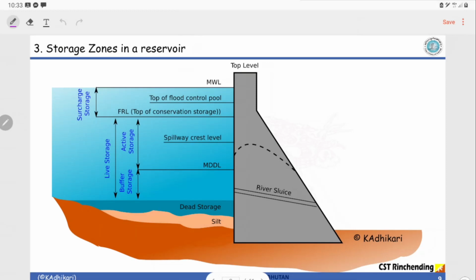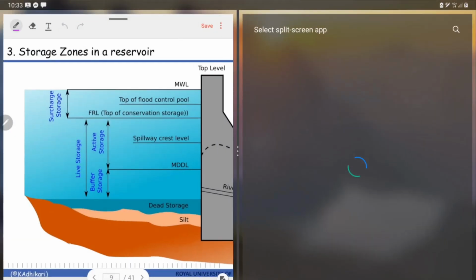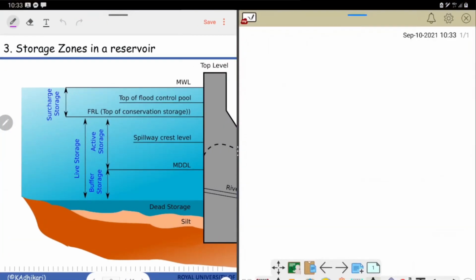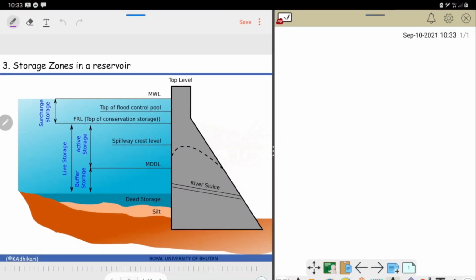Okay, so what I will do is split my screen in half and use the rest to make some diagrams. Now I'm going to draw a three-dimensional view of a dam. As you can see, this is the cross-sectional view of a dam. So here I'm going to draw the three-dimensional view. Kindly forgive me for my drawing.